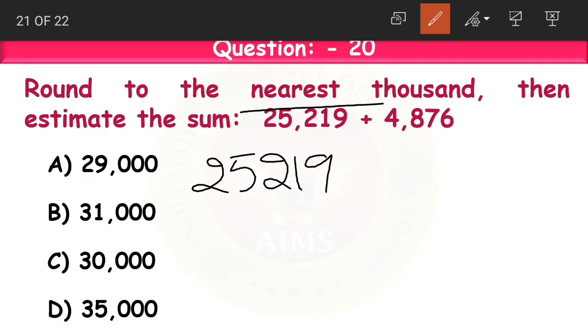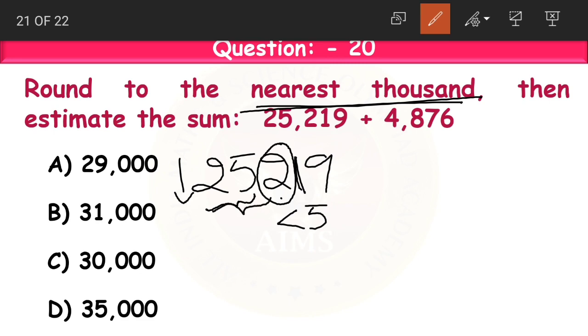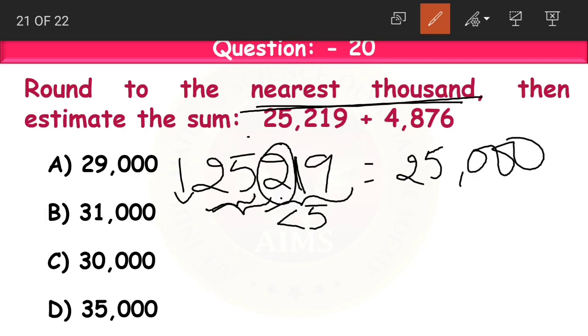So the first number here is 25,219. Rounding it off to the nearest thousands, look at the digit in hundreds place. It is 2. That is less than 5. So we round down. That means these two digits remain unchanged, 25, and then the ones, tens and hundreds will be replaced by zeros. Yes, so 25,219 becomes 25,000.